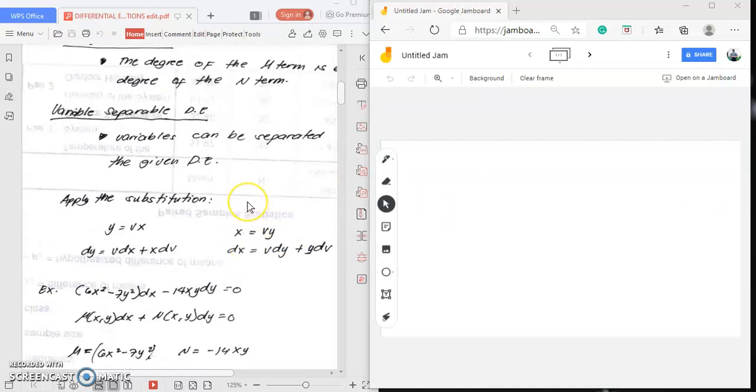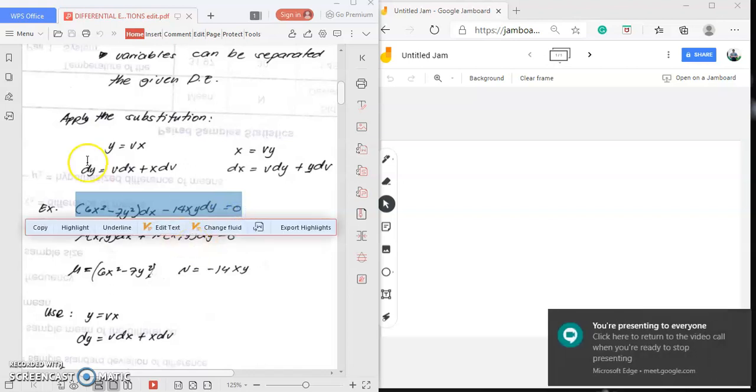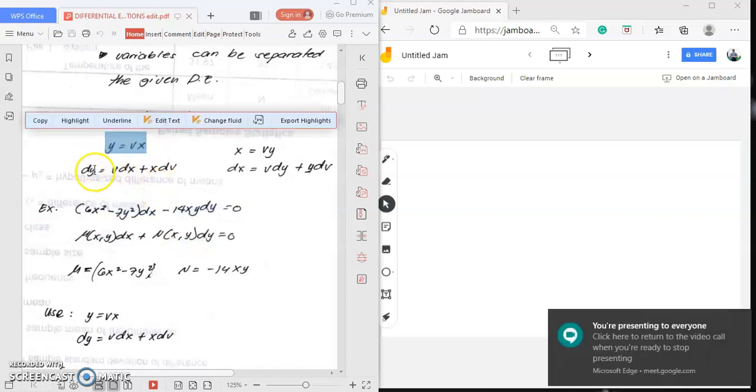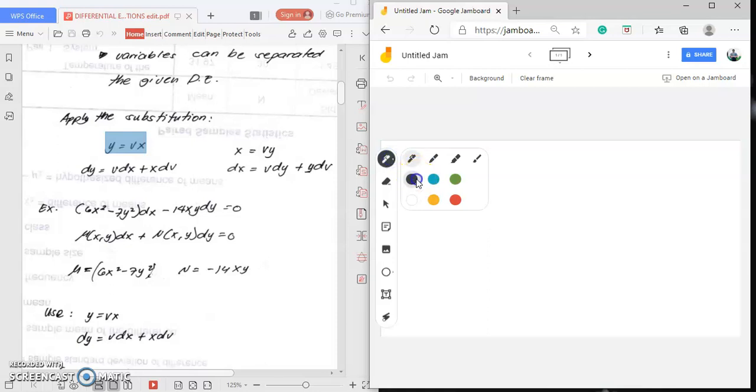Okay. So last time, our last topic was about homogeneous differential equations, and we discussed an example using y equals vx and dy equals v dx plus x dv. Right now, we will be solving the same problem using the other equivalent, which is x equals vy and dx equals v dy plus y dv. So let's try to solve, and we will try to prove that either of these could result in the same answer.